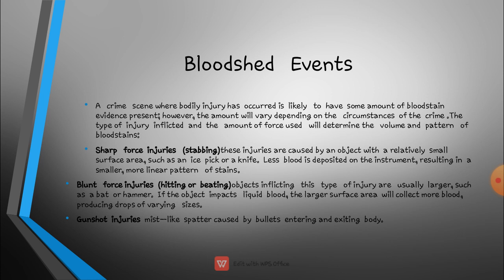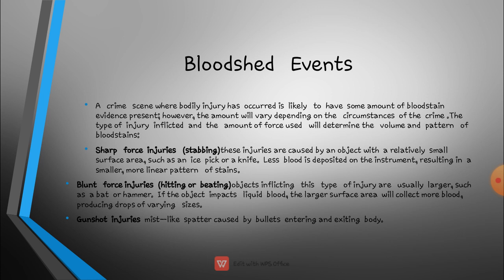Next is blunt force injuries. They may result from hitting or beating. When someone beats others, it may result in bloodshed. Objects inflicting this type of injury are usually larger, such as a bat or hammer. If the object impacts liquid blood, the larger surface area will collect more blood, producing drops of varying size.